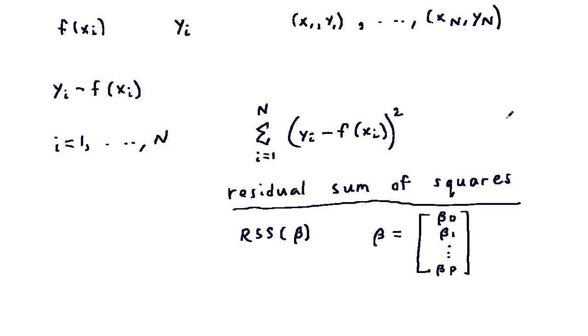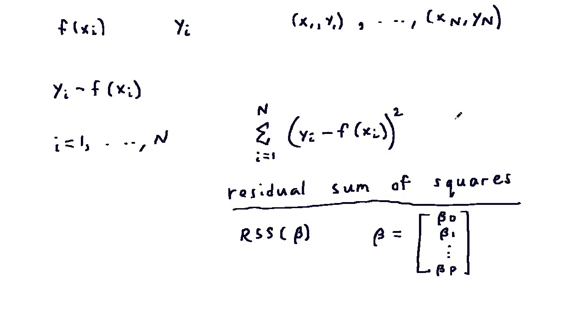Okay, we want the residual sum of squares to be as small as possible. Essentially, this means that we want our predicted values, f of xi, to be as close to the actual value y sub i as possible for each of the pairs xi, yi.